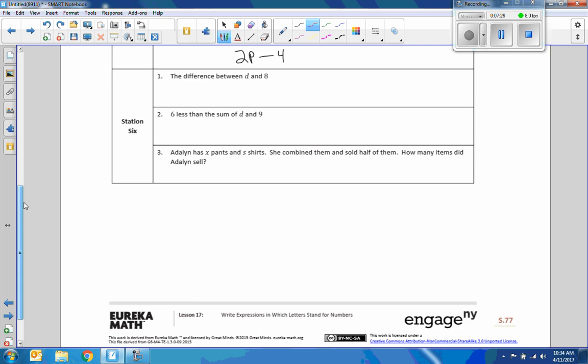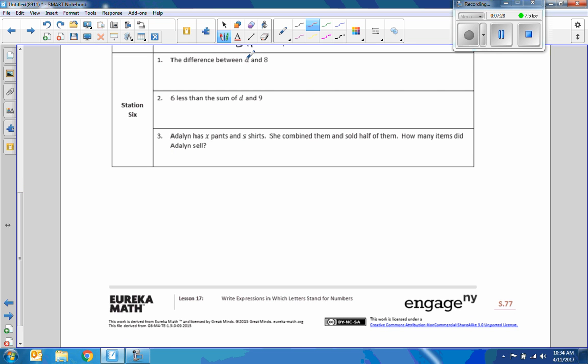And finally, station 6. The difference between P and P. 6 less than. There's that word again. It means minus, and it means to read it this way. So we're going to first do the sum of D and 9. D plus 9. 6 less than is this.